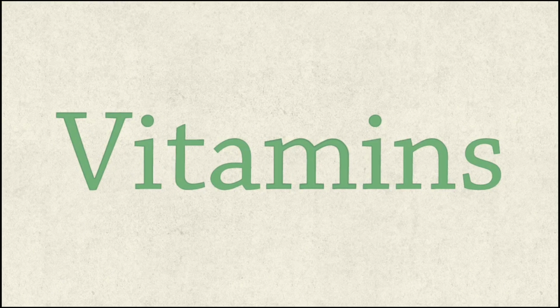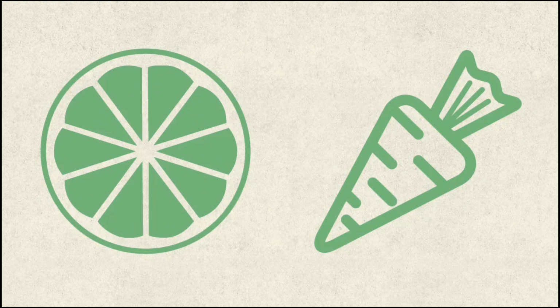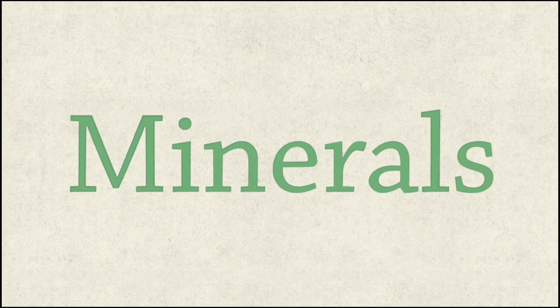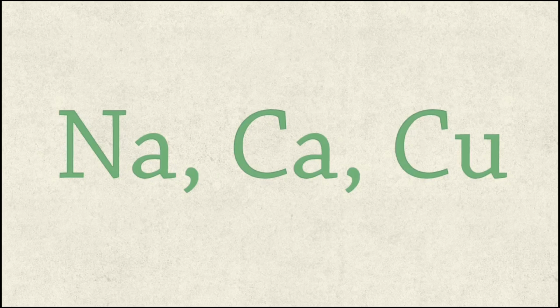Vitamins are a different type of nutrient. They don't provide us with energy, but provide many different functions, like helping enzymes perform chemical reactions. Foods that are high in vitamins are fruits and vegetables. Another type of nutrient that does not provide us with energy, but again helps us with different cellular processes, is called minerals. Minerals are substances that are found in the earth, for example, sodium, calcium, or copper.